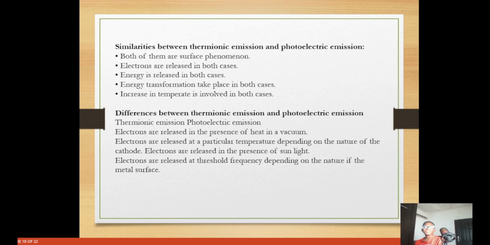Similarities between thermionic emission and photoelectric emission. Both of them are surface phenomena. Electrons are released in both cases. Energy is released in both cases. Energy transformation takes place in both cases, and increased temperature is involved in both cases.